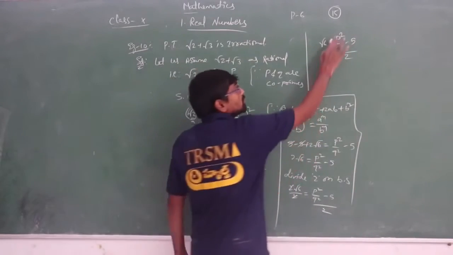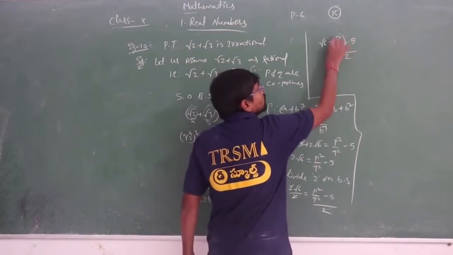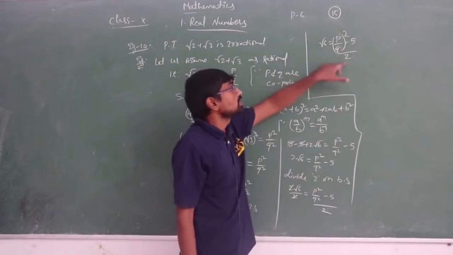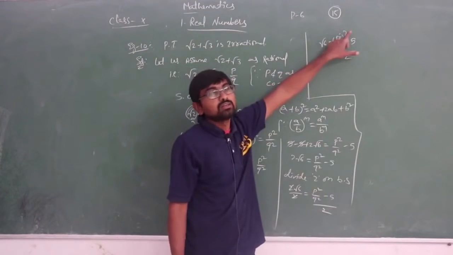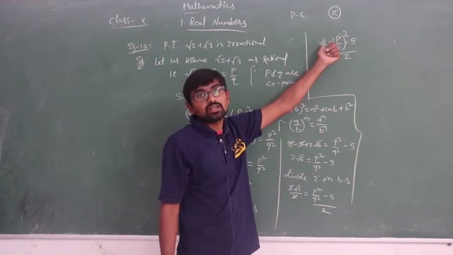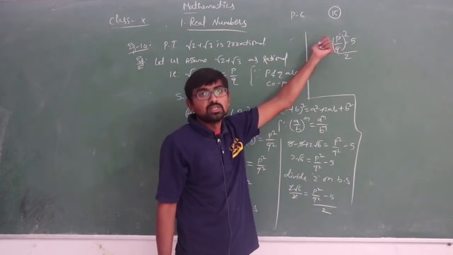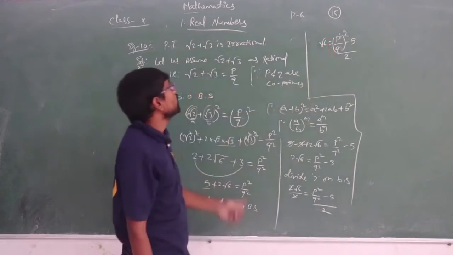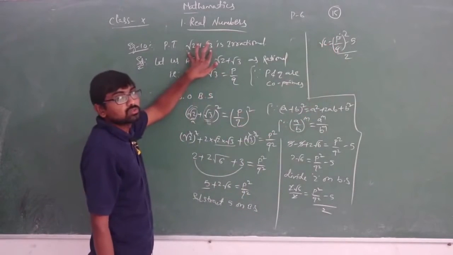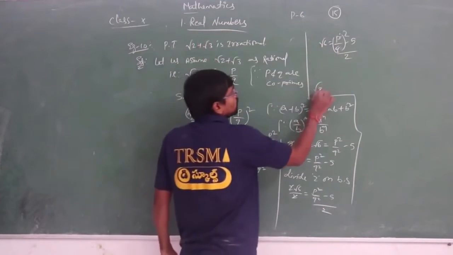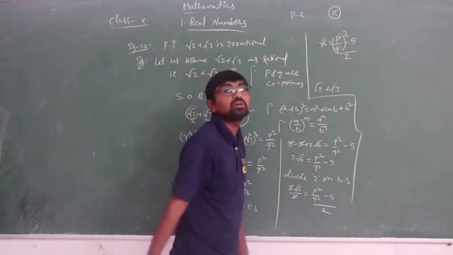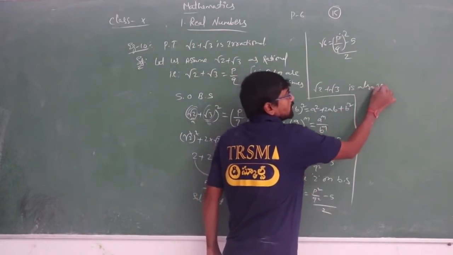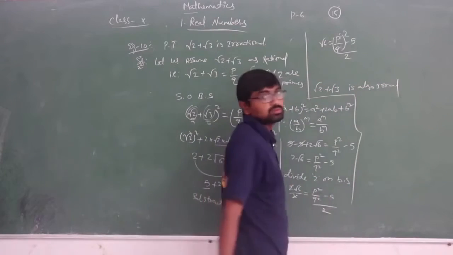Okay, so this can be converted in whole square. As p by q is a rational number, this whole thing is also rational. But root 6, is it rational or irrational? Root 6 is irrational. So it contradicts the fact that root 6 is irrational. Therefore, the sum of these two irrational numbers, that is root 2 plus root 3, is also irrational. Hope you all understood, isn't it?